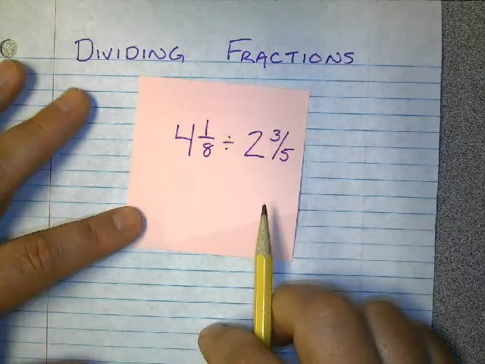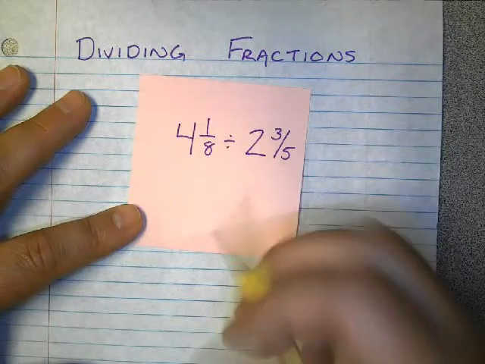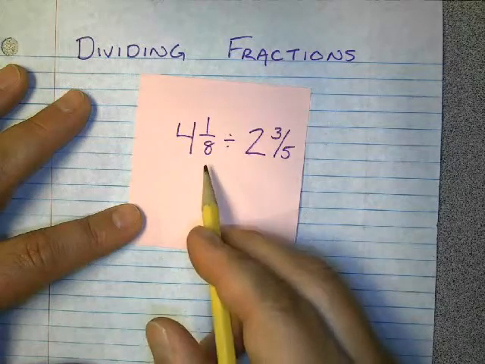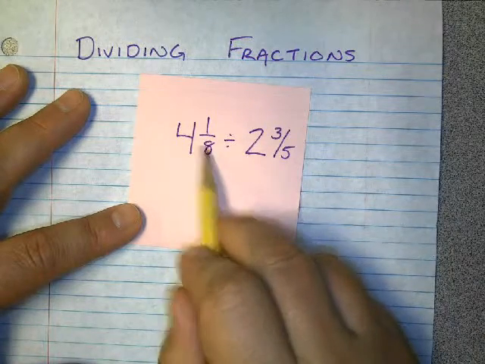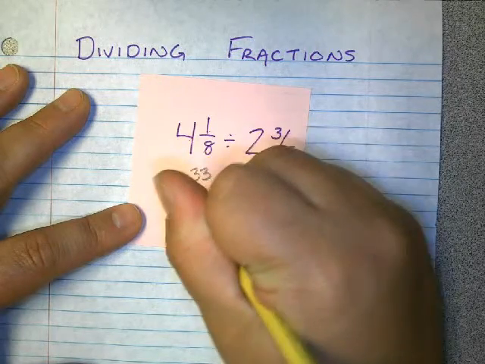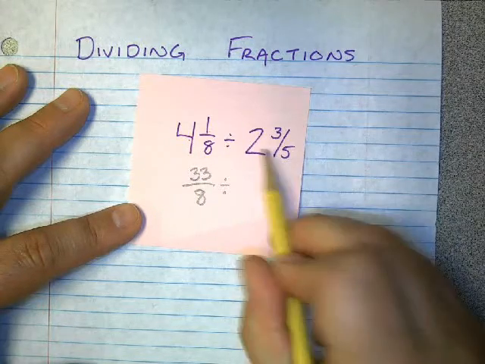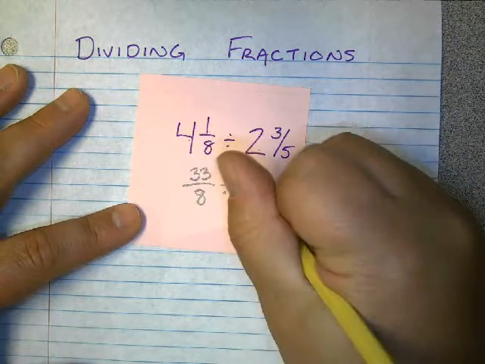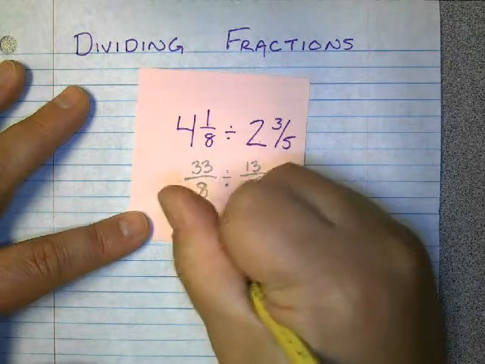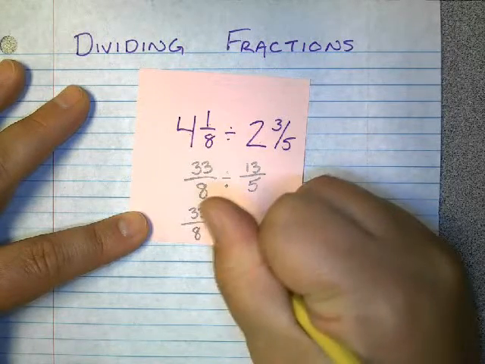Here's our last example. What happens when we have 2 mixed numbers? And so let's jump right on in. We have 4 1/8 divided by 2 3/5. The easiest way is to change these to improper fractions. So 4 times 8, 32, plus 1, 33 over 8. Divided by 5 times 2 is 10, plus 3 is 13 over 5.